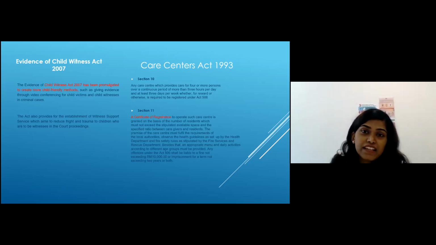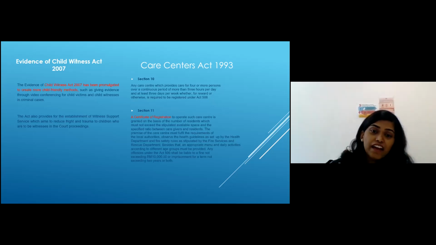So this Care Centres Act is for those, like the child care centers, in Malaysia. They have to be governed under this act and abide by all the sections provided in it. And if they don't, they can be liable to a fine not exceeding 10,000 or imprisonment for a term not exceeding 2 years or both.